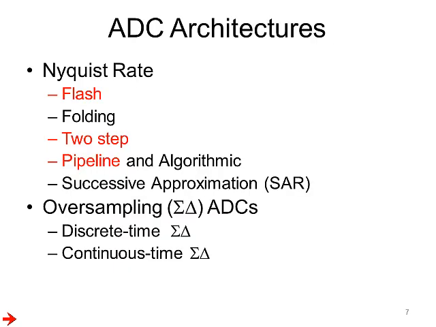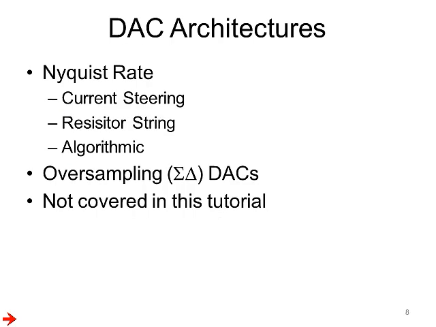ADC architectures are broadly classified into Nyquist and oversampling converters. Nyquist converters belong to the flash, folding, two-step, pipeline, or successive approximation types. In this tutorial, I'll briefly touch upon the flash, two-step, and pipeline approaches and the oversampling approaches. Similarly, D2A architectures are also divided into the Nyquist and oversampling types. Due to paucity of time, they will not be covered in this tutorial.